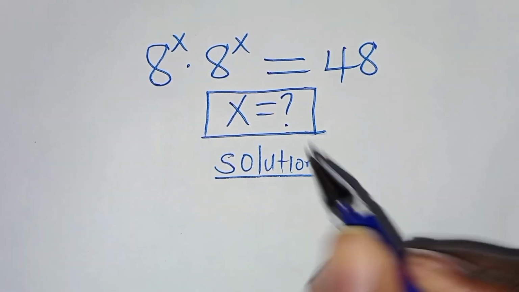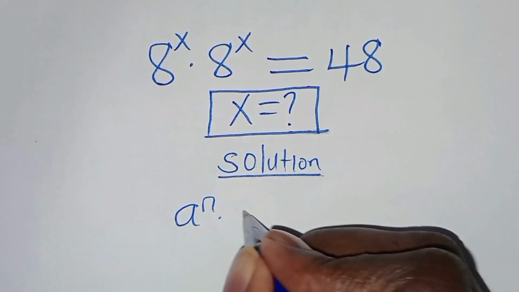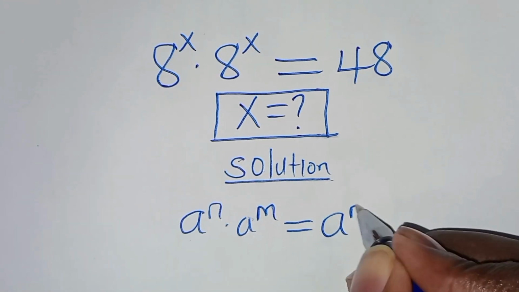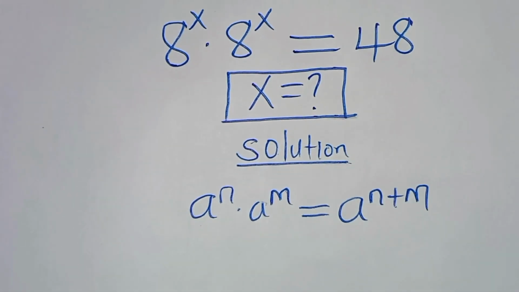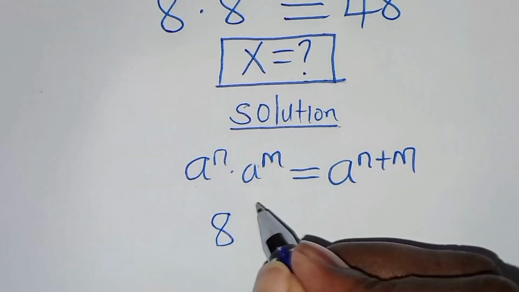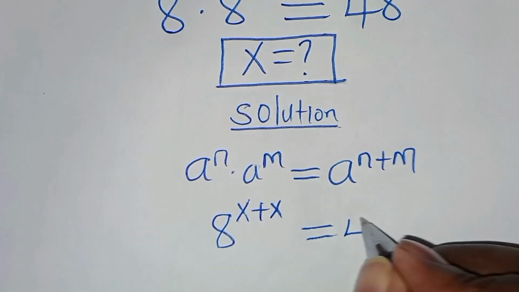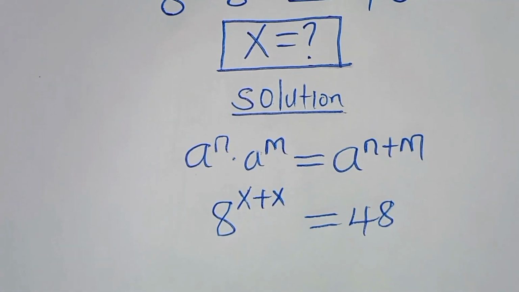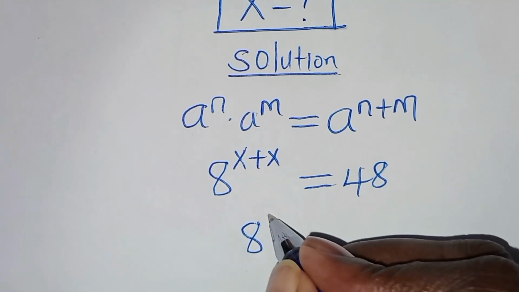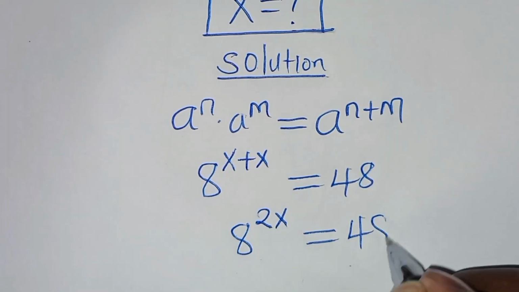Now, this exponential equation is in the form of a to the power n times a to the power m, which we can express as a to the power of n plus m. Applying this exponent property, here we have 8 to the power of x plus x. This is equal to 48. The next step from here, we have that this is 8 to the power of x plus x, this is equal to 2x, and this is equal to 48.